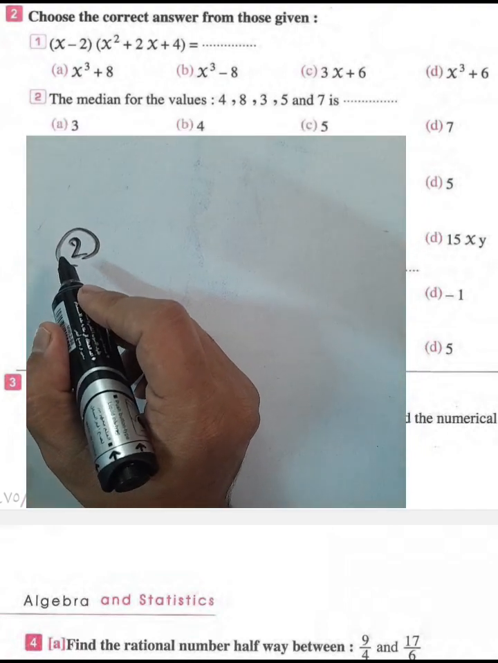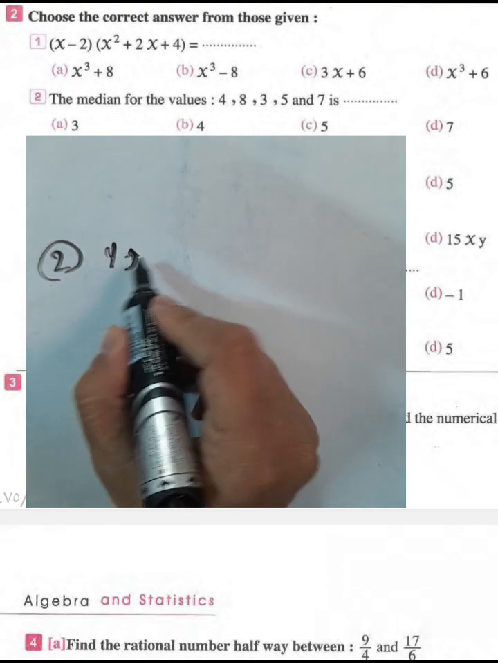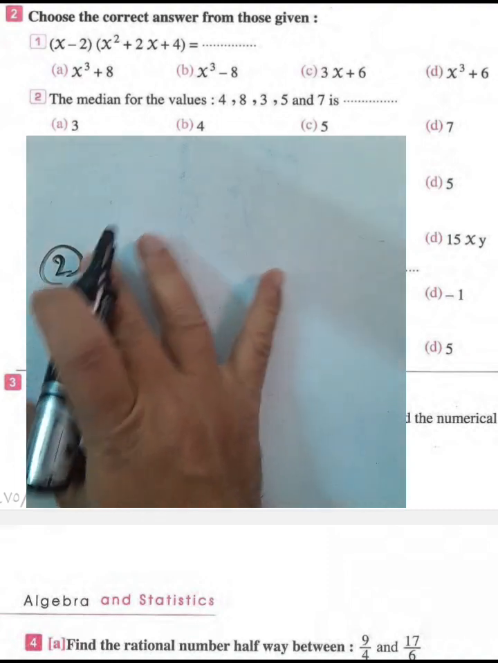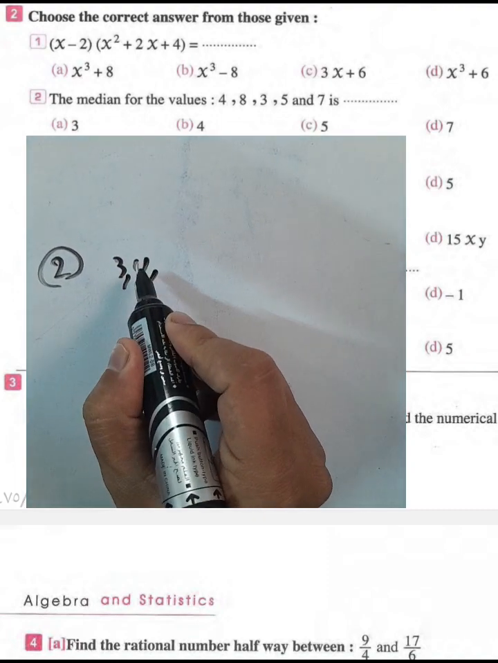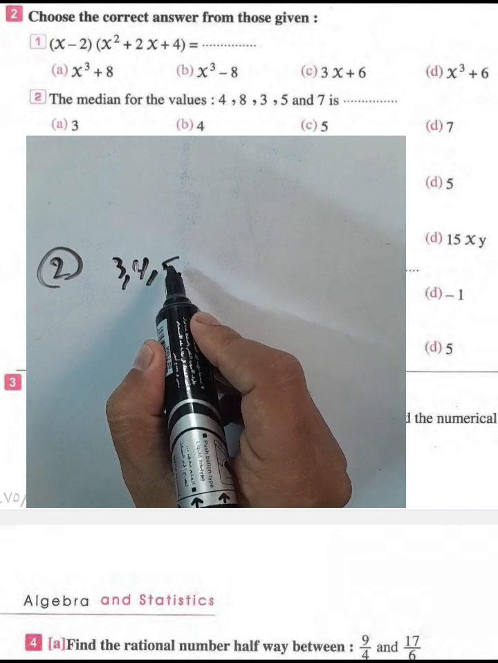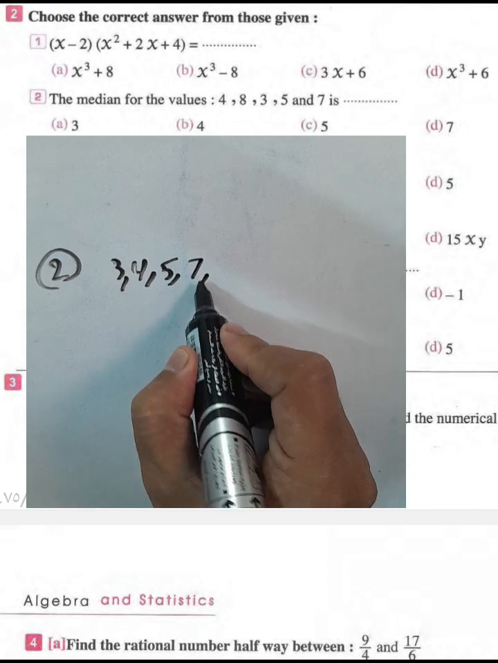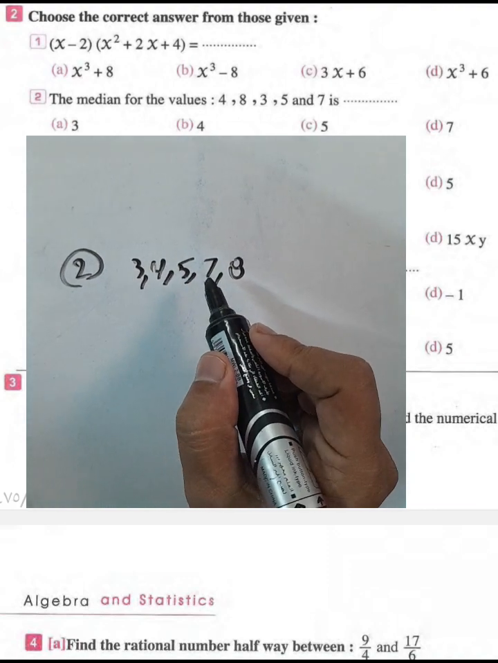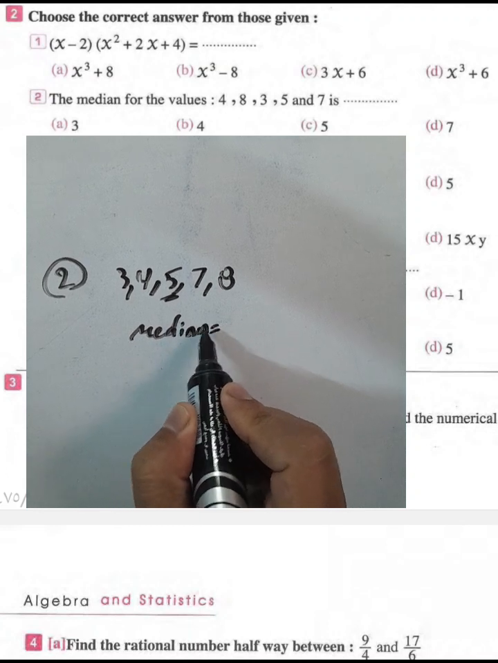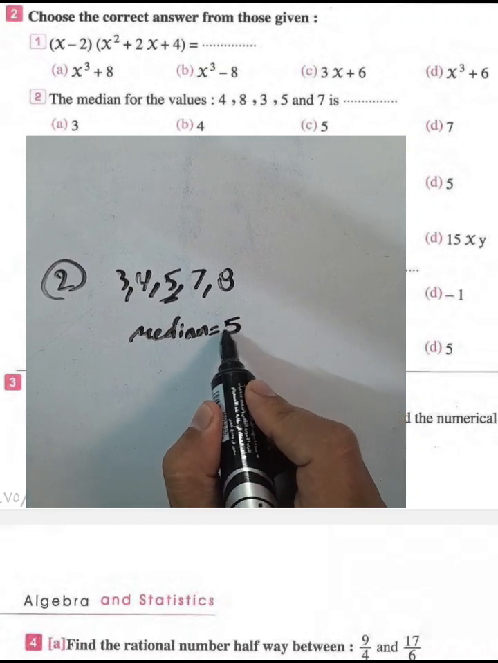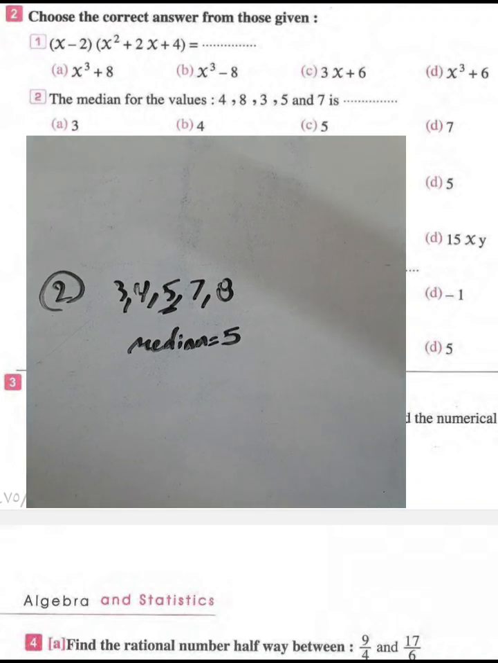Question number 2, the median for all the values. We can find the median by arranging all the values in ascending order and then writing the number in the middle. We have 3, 4, 5, 7, 8. Then the median will be 5. The median here will be 5. Okay. Next question.